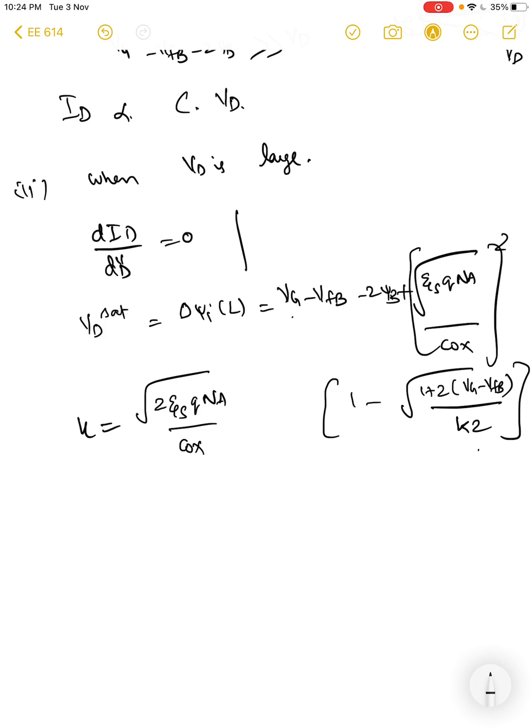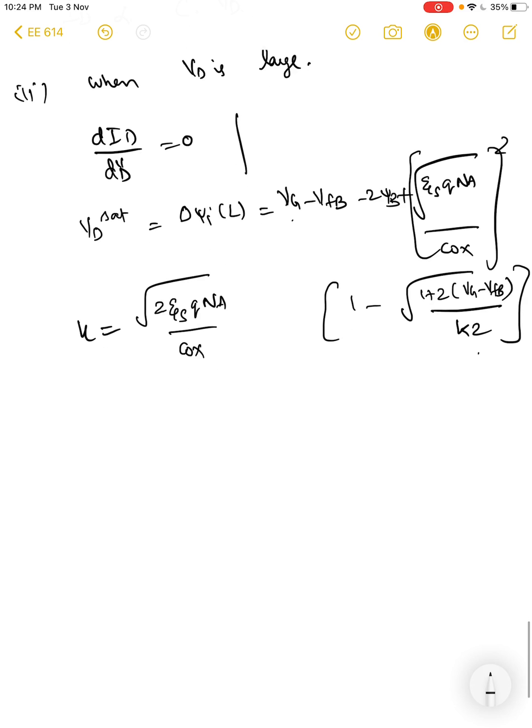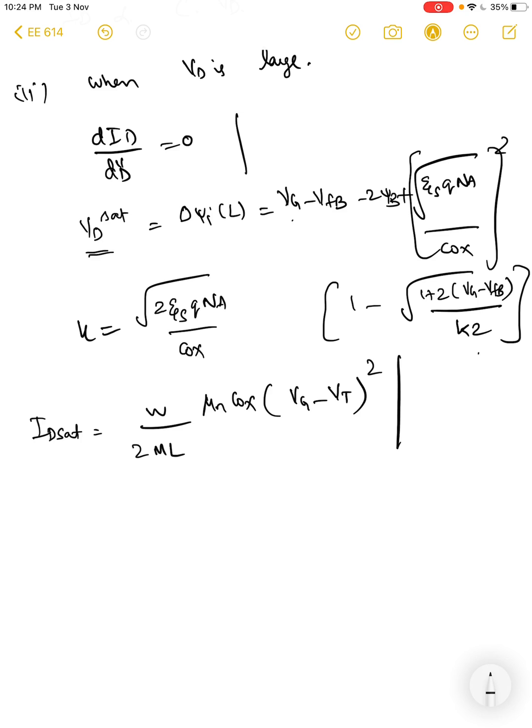This is K, right? So if this is Vd sat, now what's the current at this particular saturation point? Id sat is given by W by 2 L mu n Cox (Vg minus Vt) square.